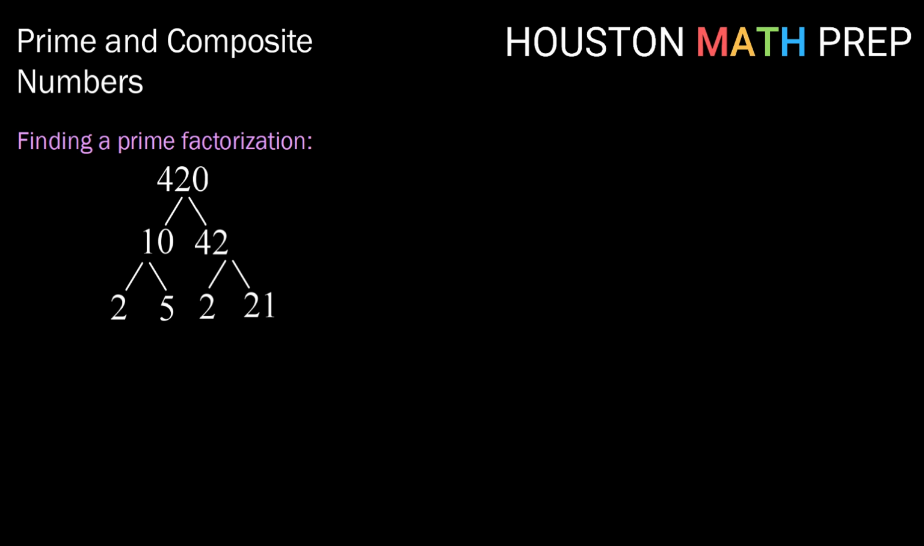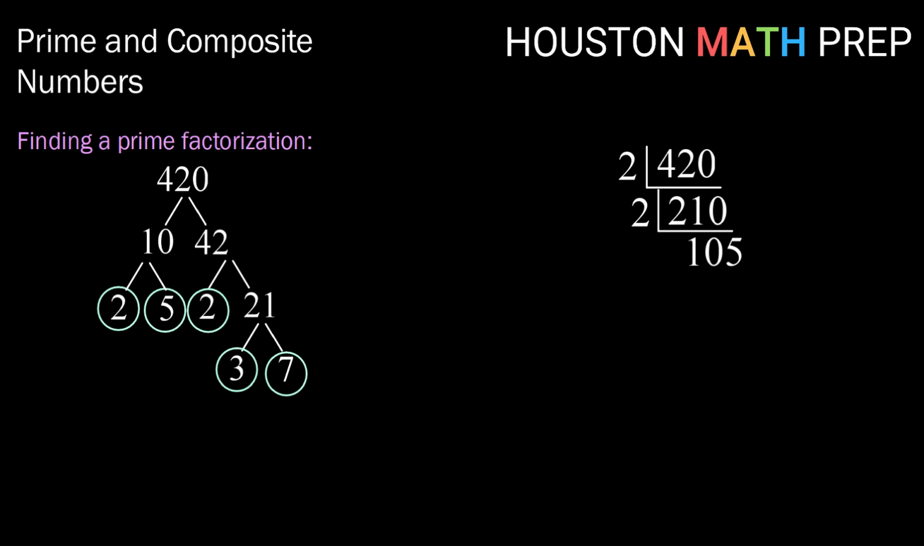Now, I need to split each one of those that is not prime further. So 10 becomes 2 times 5, and 42 becomes 2 times 21. 21 is not prime, so we can further split that into 3 times 7. Now, the ends of all of our little branches here are prime, so we know that we're finished there.